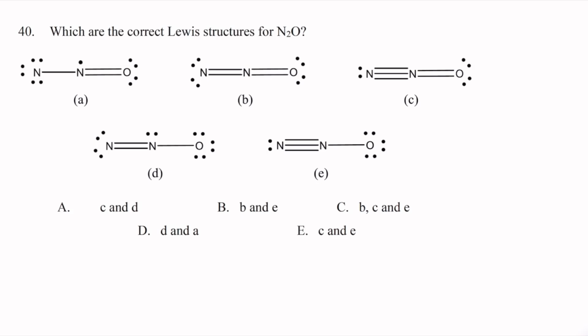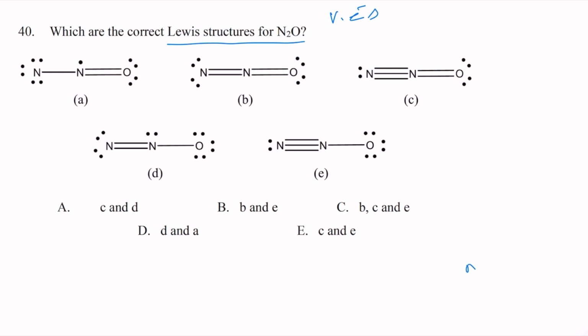Hello everyone, here is a question from the New Zealand Chemistry Olympiad. What are the correct Lewis structures for N2O, that is nitrous oxide? Let us first count the total number of valence electrons in N2O.